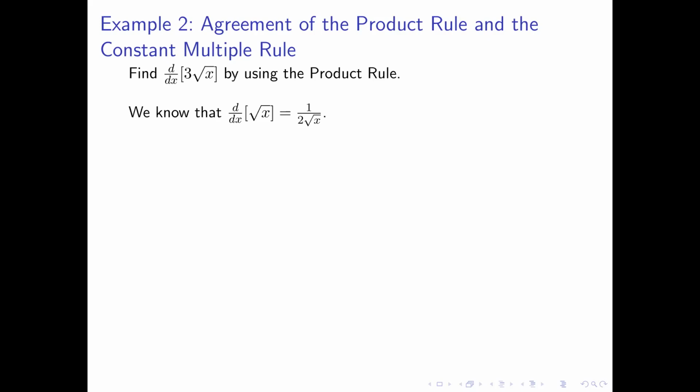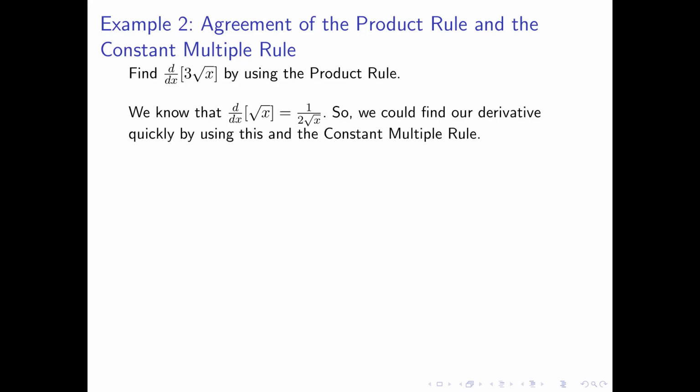Let's take a look at one more example involving the product rule. And this will show that the product rule and the constant multiple rule agree with each other. We're going to find the derivative of 3 times the square root of x, and we're going to do this by using the product rule. Notice that what we're dealing with here is a product of 2 functions. The first one is the constant 3 function, and the second one is the square root function. We already know the derivative of the square root function. We found this using the power rule in our lesson on that formula. We found that the derivative of the square root of x is 1 over 2 times the square root of x. So we'll use that in our example here.